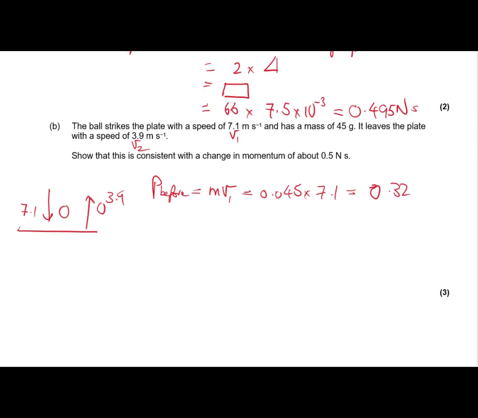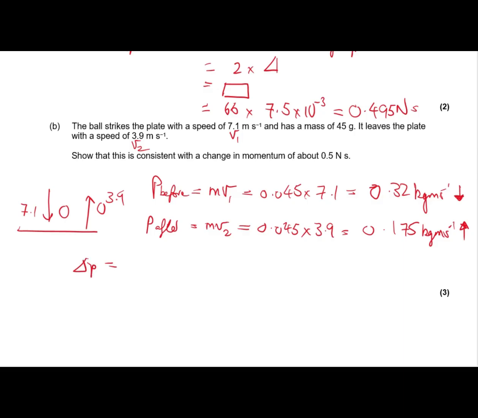That is 0.32 kilogram meters seconds minus 1, and that's the momentum downwards. And then work out the momentum after, which is mv2, which is 0.045 times 3.9. If you put that in a calculator, you get 0.175 kilogram meters seconds minus 1, and that's upwards. And then just work out delta P.